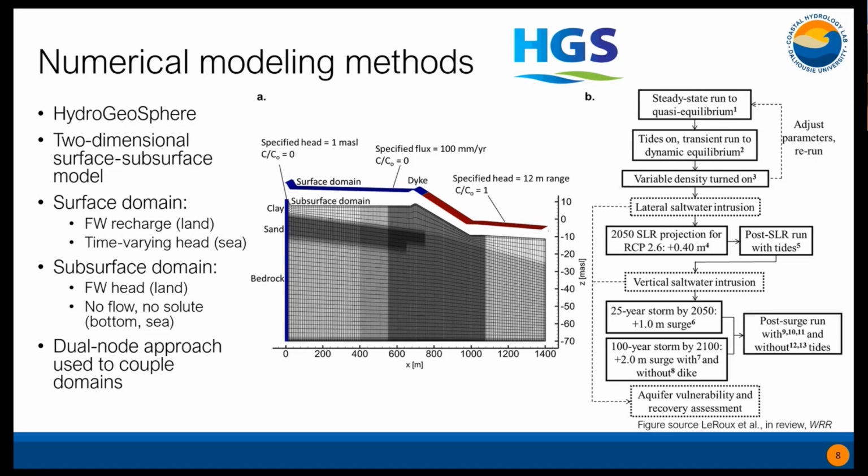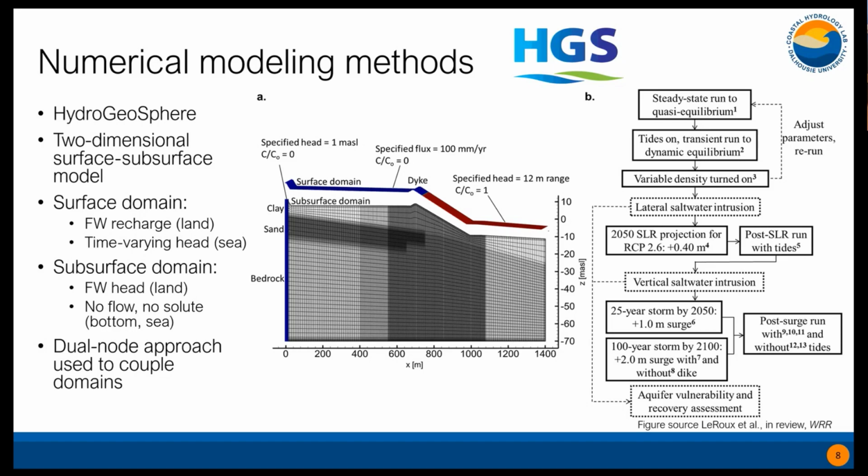So then once we achieved our equilibrium and satisfactory calibration, we then simulated lateral saltwater intrusion by imposing a sea level rise projection for 2050 RCP 2.6. And this simulation was run again without the tides, just to decrease our run times. But once the final sea level was achieved, we then turned the tides on and ran the simulation out.